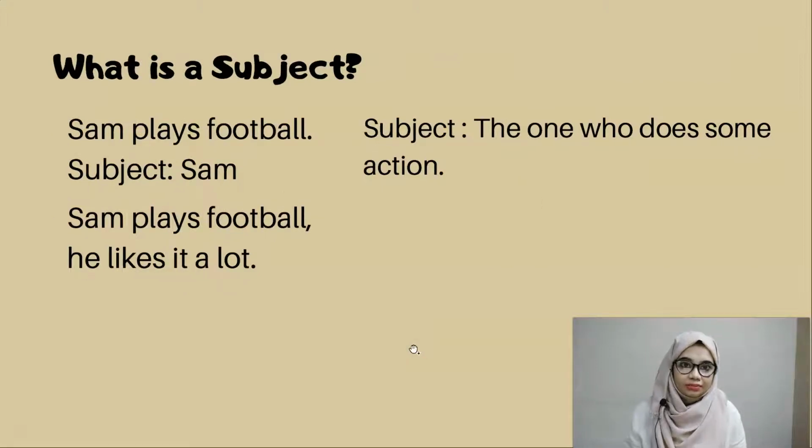What is a subject? Sam plays football. The subject here is Sam. What is a subject? The one who does some action. So that is the definition of a subject, and it's quite simple. Any person or any non-living thing that does some action in a sentence is the subject of the sentence. At least that is what they are in active voice. And we are going to concentrate on active voice today.